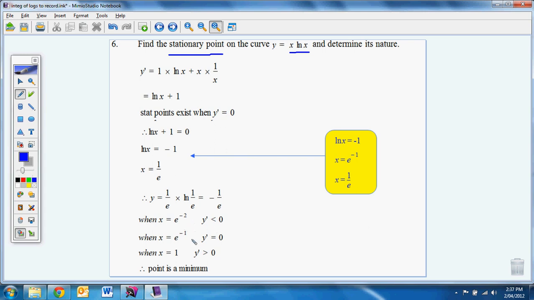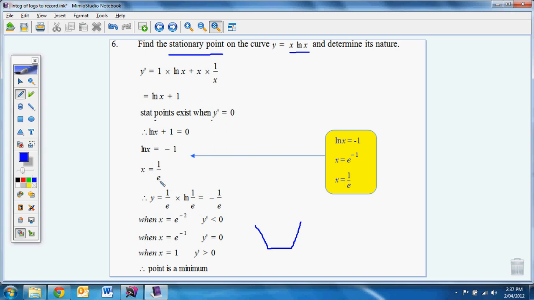Let's test the first derivative when x is e to the power of minus 2, the first derivative is less than 0. When it was e to the power of minus 1, we knew it was equal to 0. And when x is equal to 1, you're going to get the first derivative greater than 0. So you've got a curve that's falling, then it's stationary, and then it's rising. So it looks like that. So it must be a minimum.